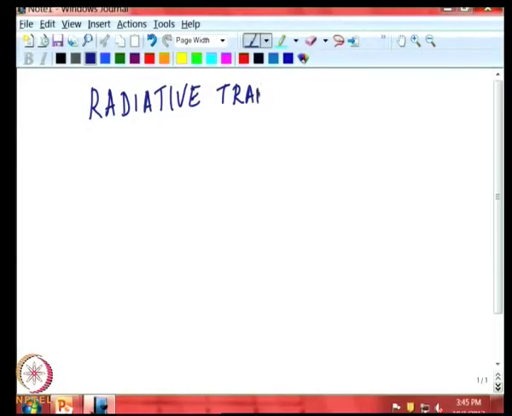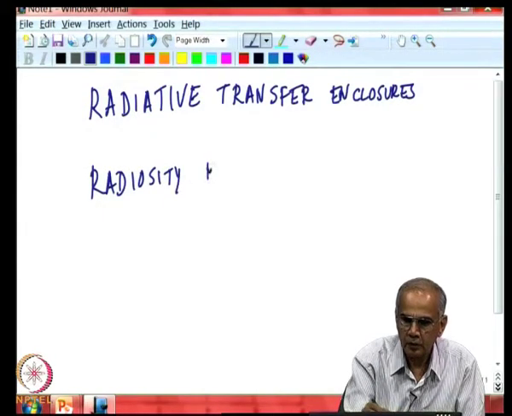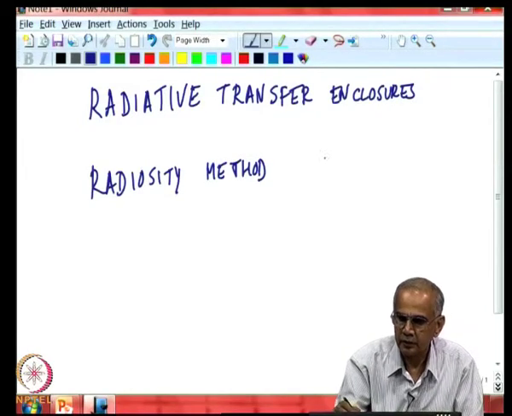In the last few lectures, we have looked at radiative transfer in enclosures, and our primary focus was on the radiosity method. And this involved essentially inverting a matrix.